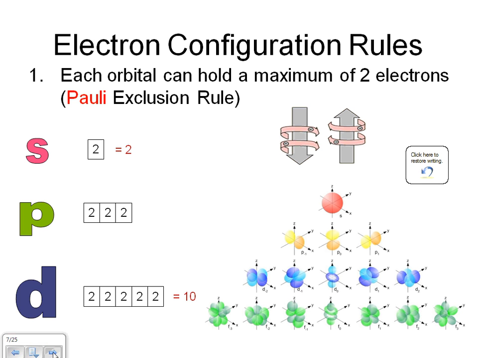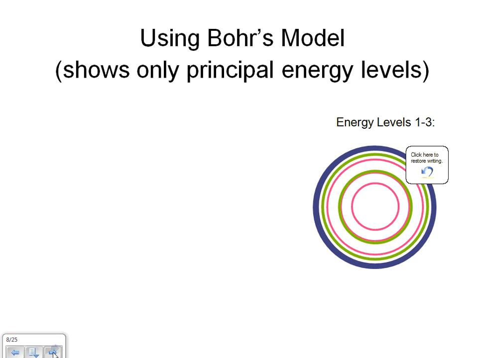So we use Bohr's model to represent it because it's really easy for us to see. All right, and it's not correct, but it's easier. We need pictures. We're visual learners, so we need those pictures.